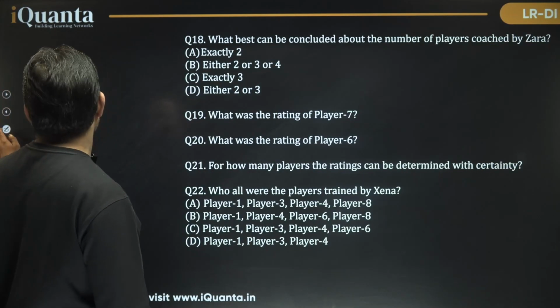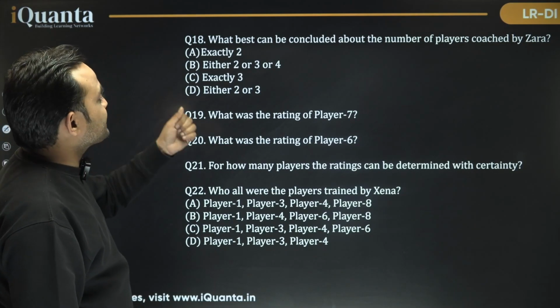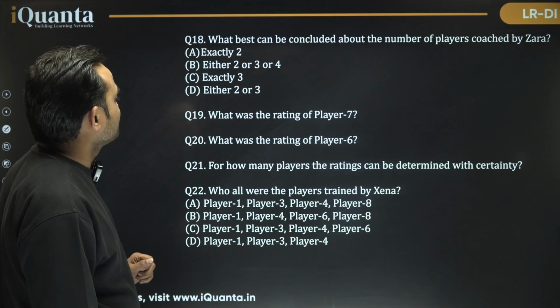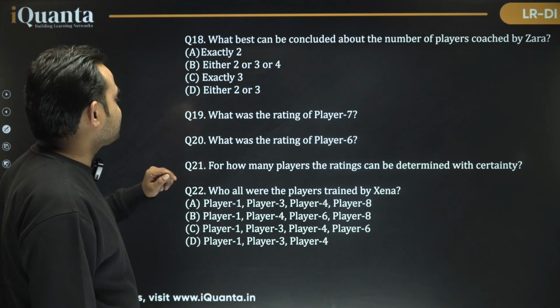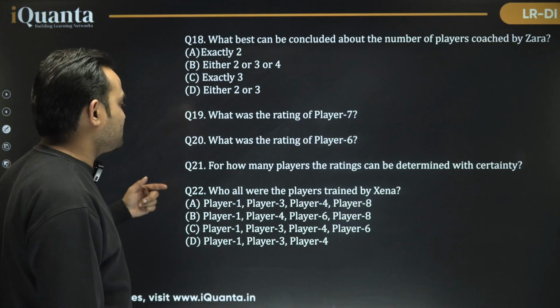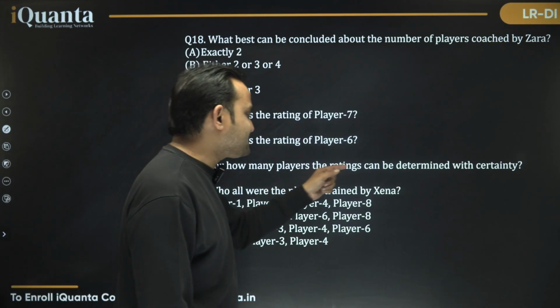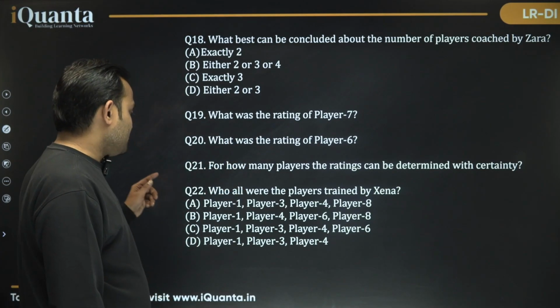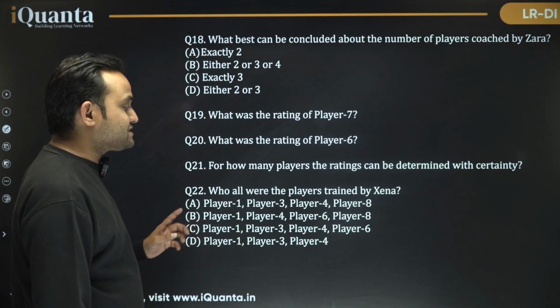Let's check the questions. It says, what best can be concluded about the number of players coached by Zara? What was the rating of player 7? Very direct question. What was the rating of player 6? Direct question. For how many players can the ratings be determined with certainty? Another direct question. Who all were the players trained by Zena?